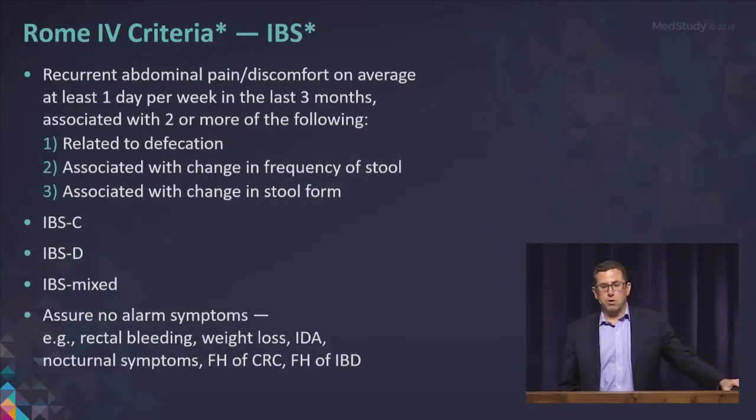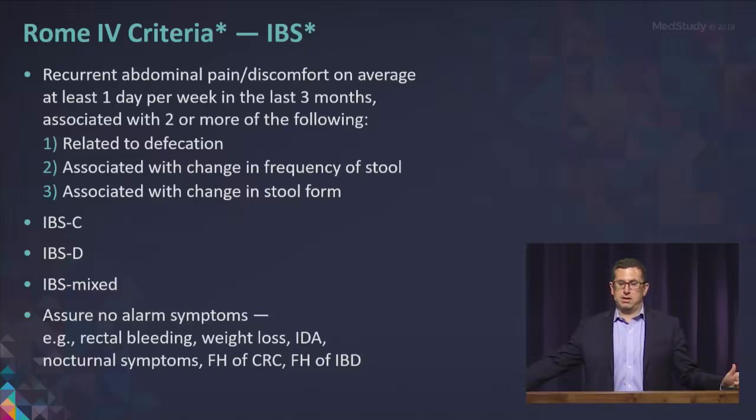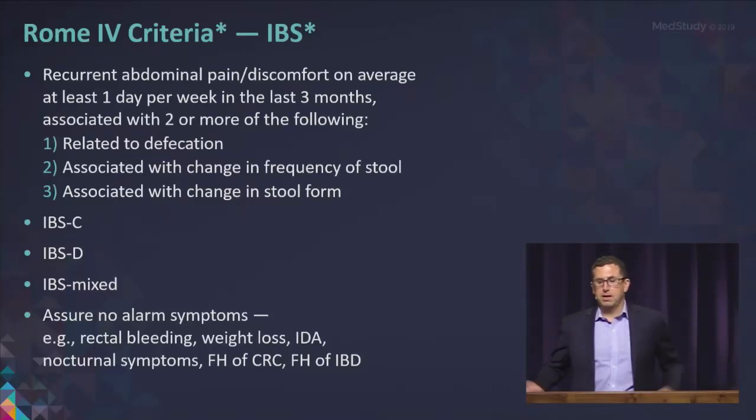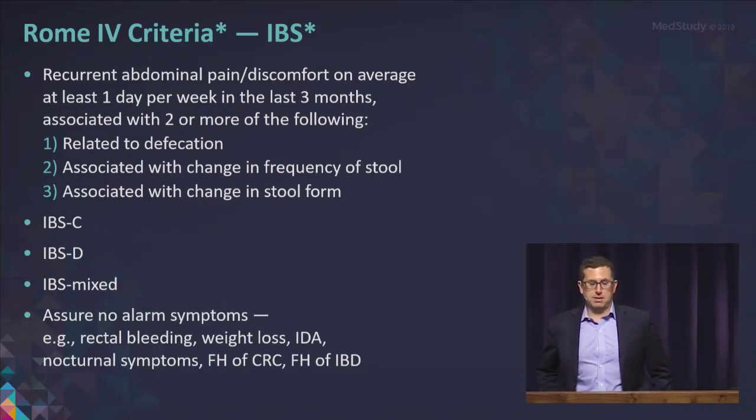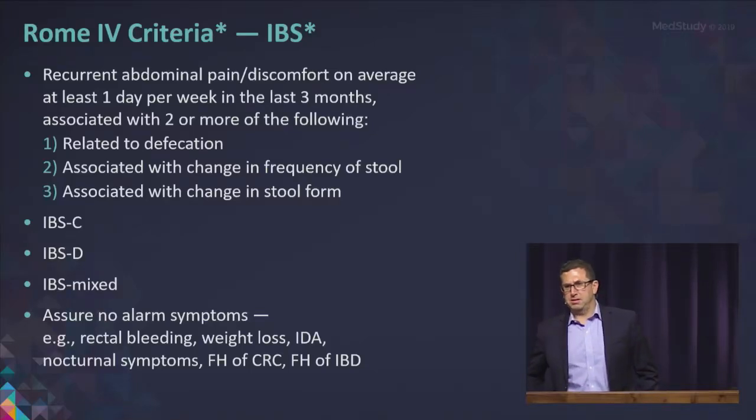So here are the Rome 4 criteria for IBS. I'm sure you've seen this before. It basically states that someone has recurrent pain or discomfort on average at least 1 day per week in the last 3 months, and it has to be associated with 2 or more of the following. It needs to be related to defecation, associated with change in frequency, or associated with change in form. There are 2 main types: IBS-diarrhea and IBS-constipation. Sometimes these symptoms can be mixed, or there could be overlap.